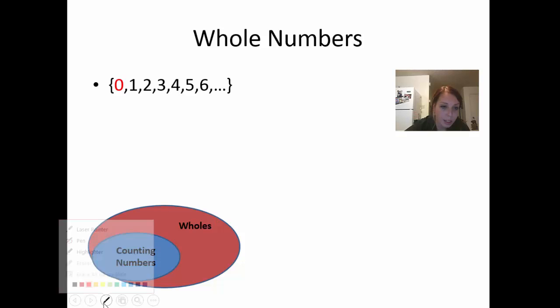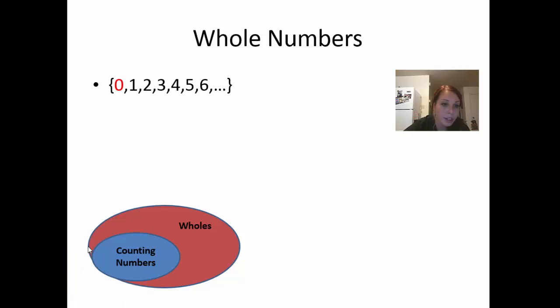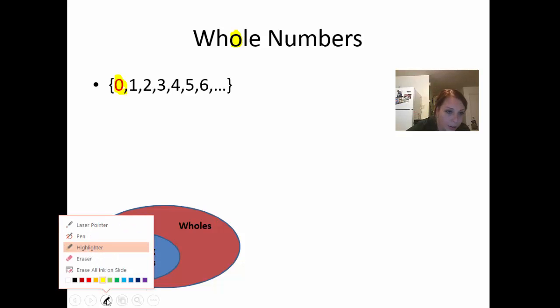So if you'll take a little bit of time to notice, I'm going to give you a little tidbit to help you remember the difference between whole and counting numbers. Whole numbers, in the word whole, there is the letter O, which is really similar to a zero. So this is just something to help you remember what it is that we are talking about.